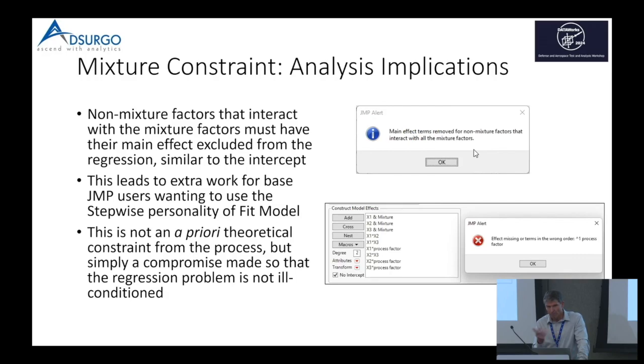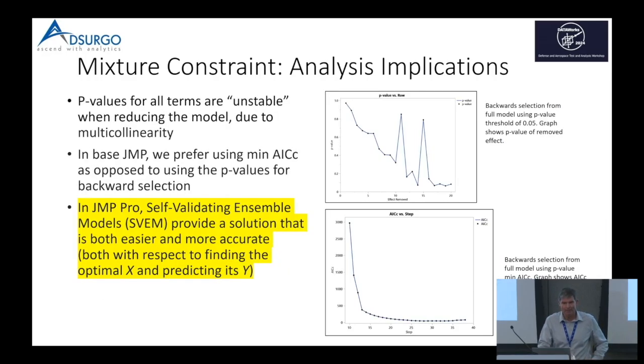So when you start putting in some non-mixture factors, or process factors as we'll call them, then we start getting into some issues with singularities. So if you do have some interactions going on, you can't actually estimate the main effects of those process factors. So some things start coming into play.